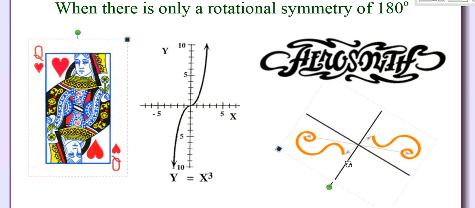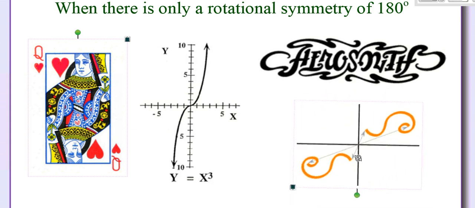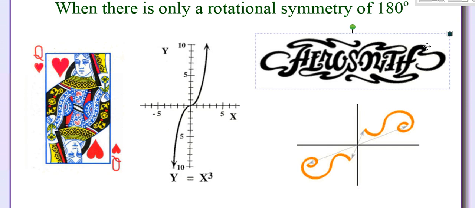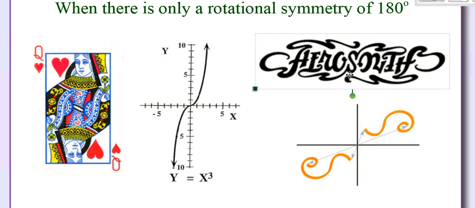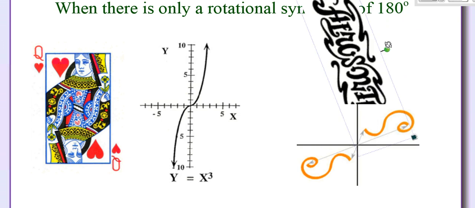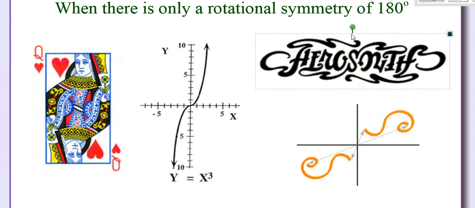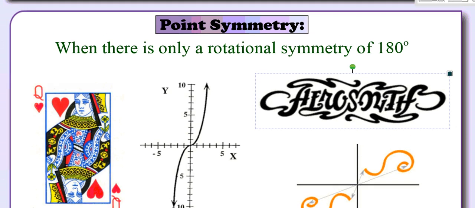This one, you can see it matches up. And this is my favorite. I forget what this type of art's called, but rotate it, and it's the same thing. Rotate it, same thing. So 180 degree rotation, rotational symmetry is called point symmetry.